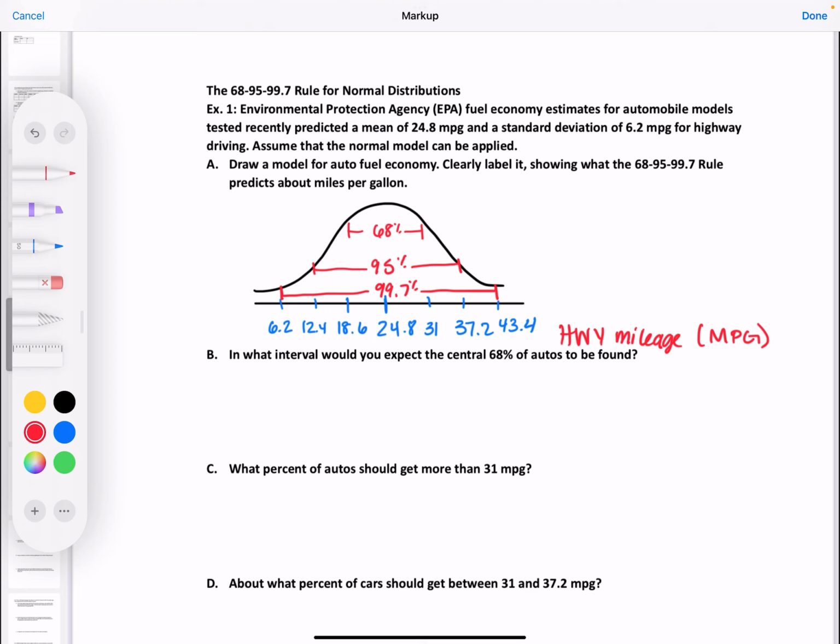So then having that will allow you to answer the next few questions that come up with it. So in what interval would you expect to see the central 68% of autos to be found? 18.6 to 31 miles per gallon. What percent of autos should get more than 31 miles per gallon?